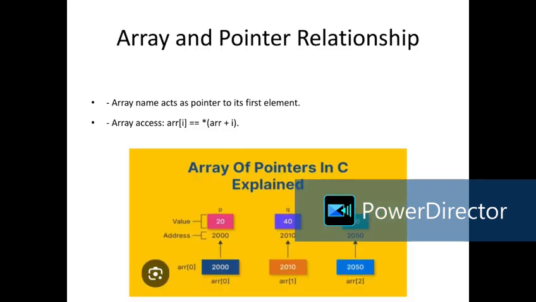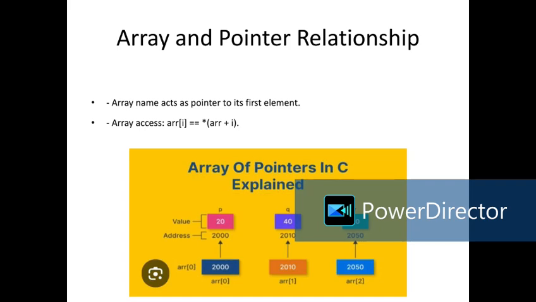Array and pointer relationship. In C, the name of an array acts like a pointer to its first element. This means array is essentially equivalent to &array[0]. Let's break it down. int array[] = {10, 20, 30}. int *pointer = array. Here, pointer points to the first element of the array. Accessing elements: array[1] equals *(array + 1). Pointer math lets you move across an array.